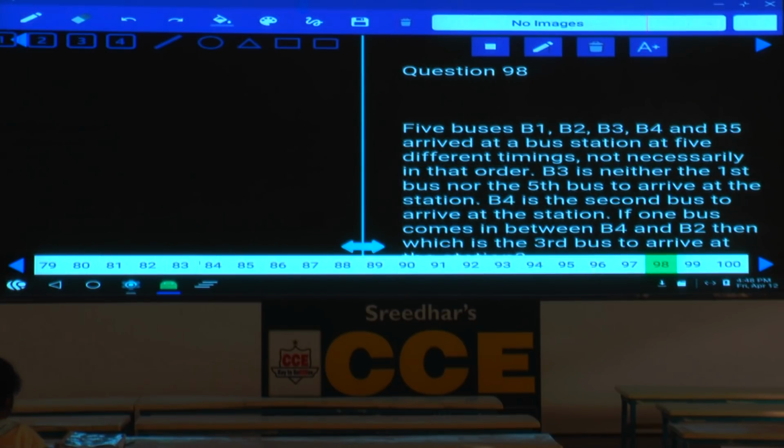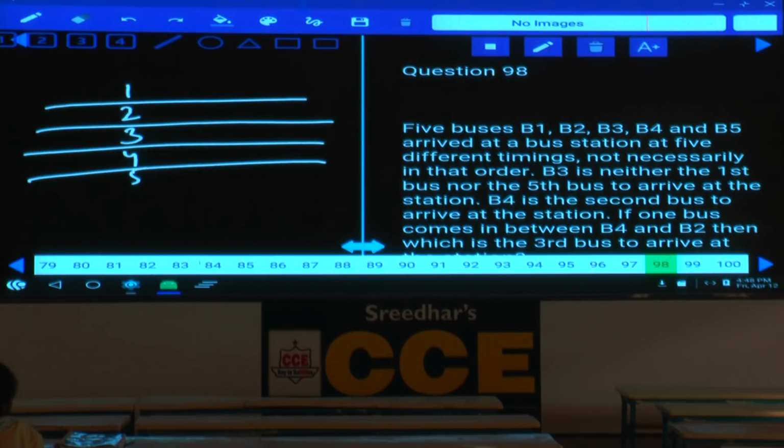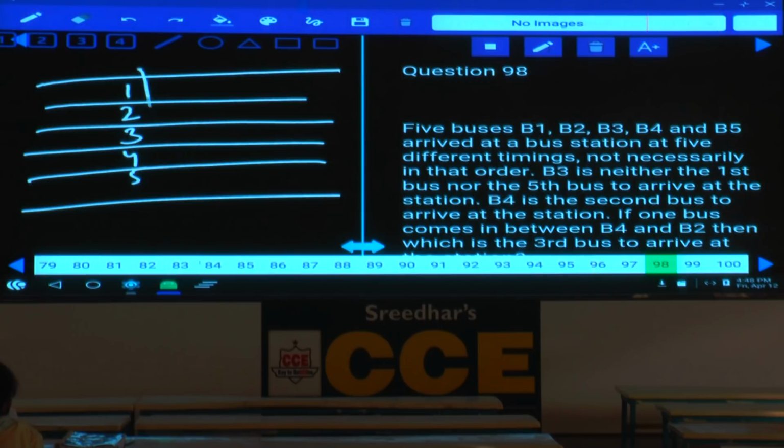Then coming to 98. Now 5 buses B1, B2, B3, B4, B5. These are the 5 buses, and they arrived at a bus station at 5 different timings. And then what is the information given here? B3 is neither the first nor the 5th bus to arrive. Now B3 cannot be here and B3 cannot be here.